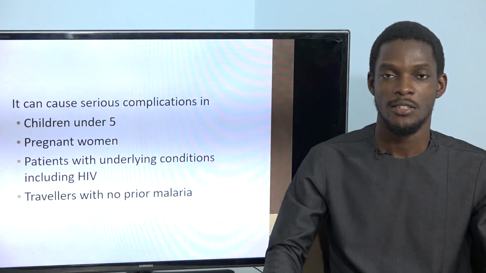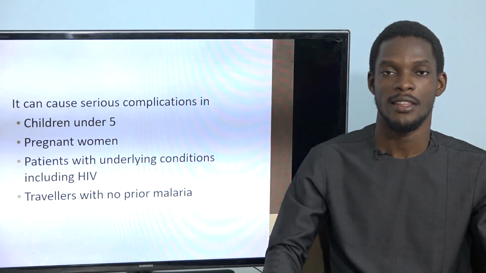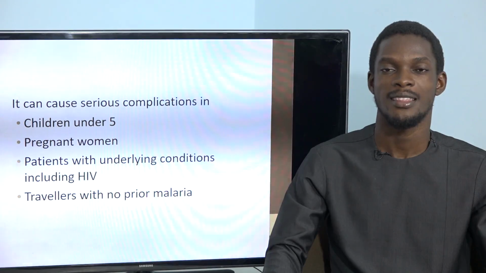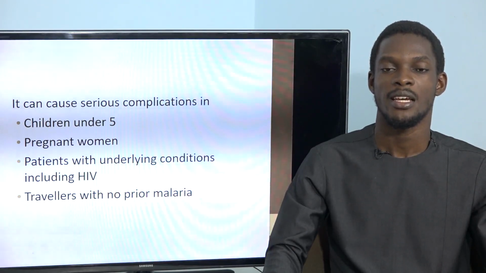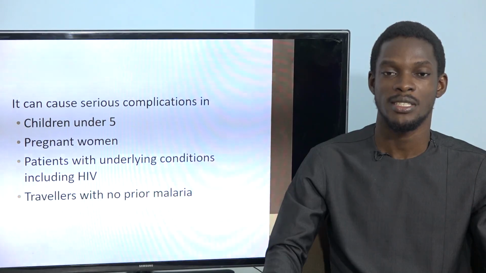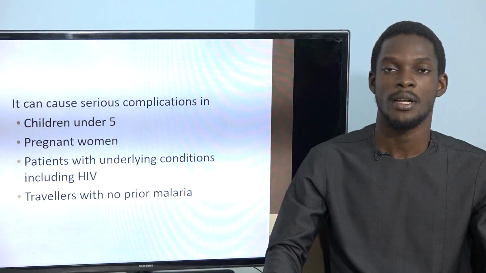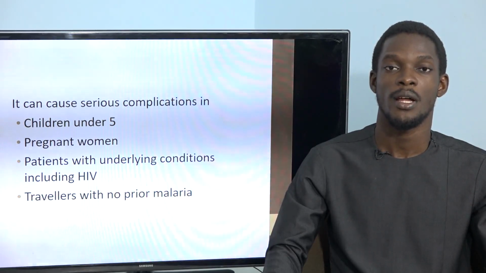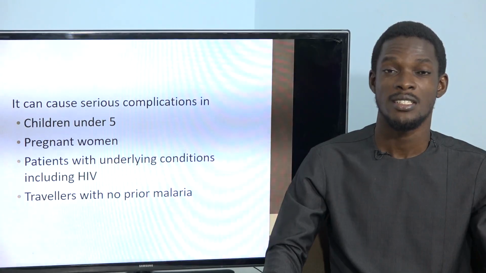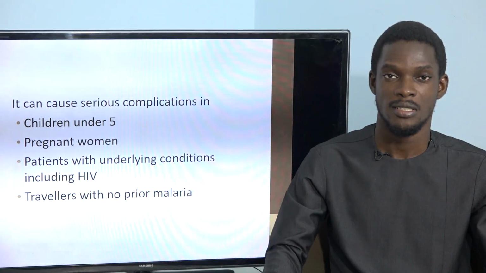Malaria can cause serious complications in children under 5. In pregnant women, it can cause birth defects and miscarriages. In people with underlying conditions such as HIV, it can easily cause complications such as cerebral malaria and lead to death. And in travelers with no malaria experience, it can also cause very severe complications.